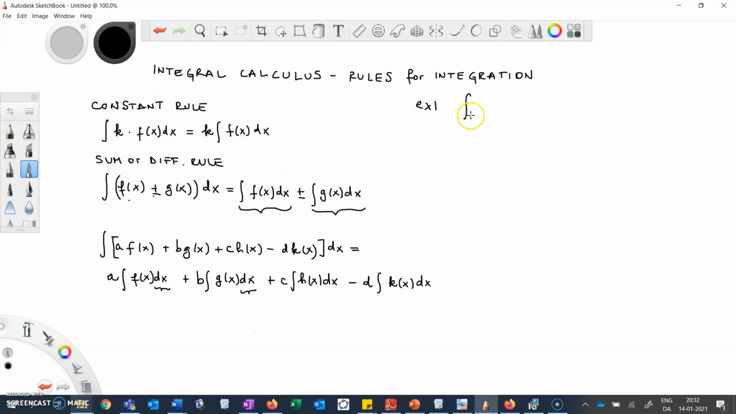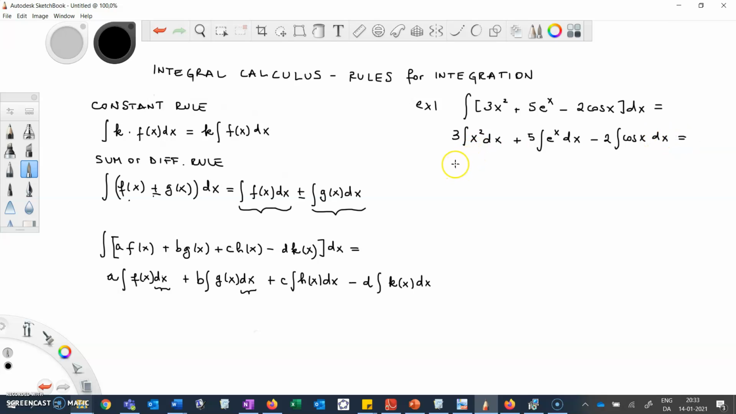Let's pretend that we have this integral. So we have an integral that is 3x squared plus 5 times e to the power of x minus 2 times the cosine of x in dx. Now I know that using the sum or difference rule, I can just separate this mega integral into small integrals. So I have the integral of, for example, x squared in dx, then I have plus 5, the integral of e to the x in dx, minus 2, the integral of cosine of x in dx.